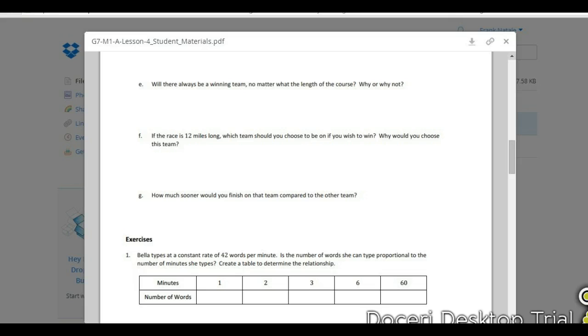Okay. See, F asks, if the race is 12 miles long, which team should you choose to be on if you wish to win?